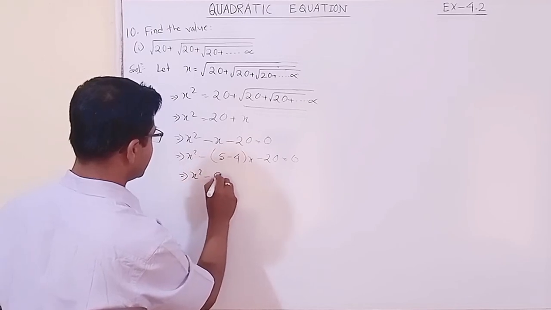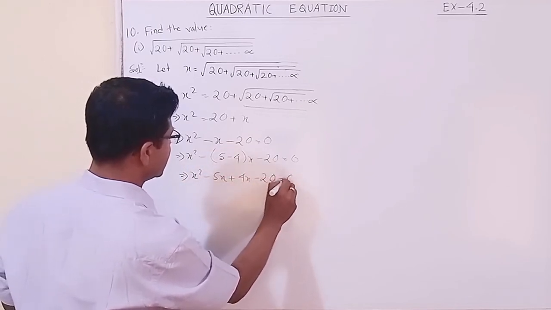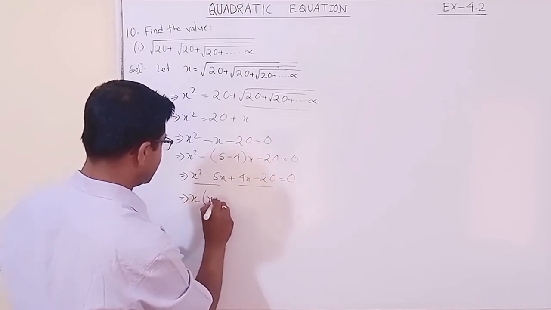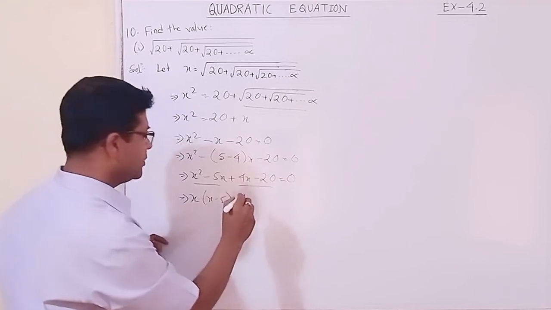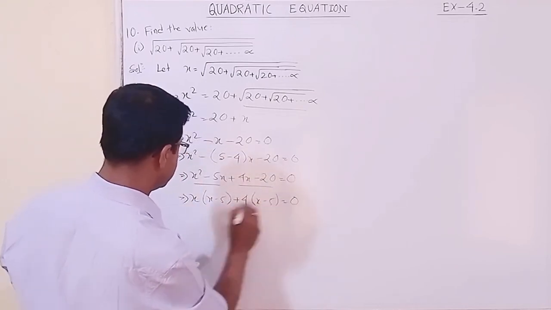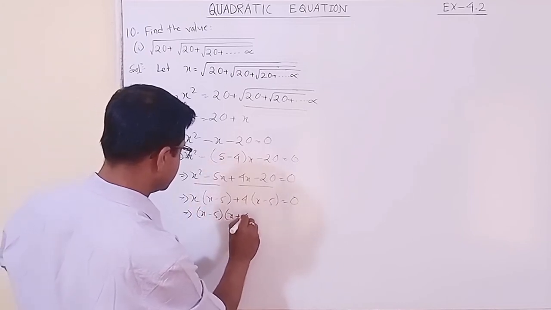x square minus 5x plus 4x minus 20 is equal to 0. This is very simple, isn't it? x minus 5, and from here what is common? 4. So, x minus 5 plus 4, x minus 5 is equal to 0. So this is (x minus 5)(x plus 4) is equal to 0.